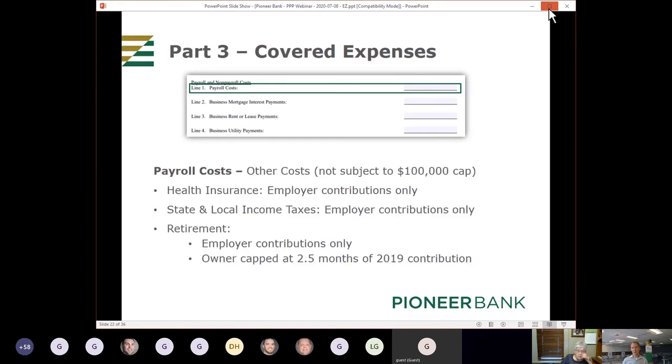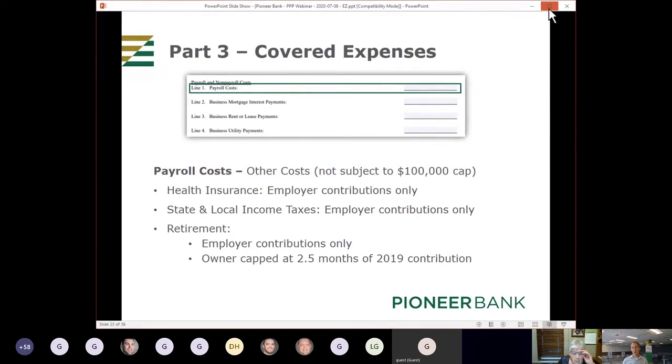All right, so then we'll get a little bit into those other payroll costs, and these ones are not subject to that $100,000 cap. So health insurance, it's just whatever the employer contribution towards the health insurance was. State and local taxes, again, employer contributions only. And then from retirement, again, employer contributions only. So you're kind of seeing a little bit of a trend there. This is only costs that the business paid on behalf of the employee.